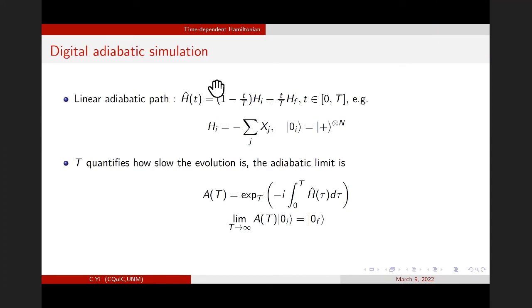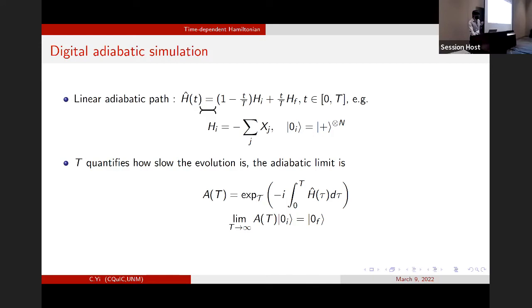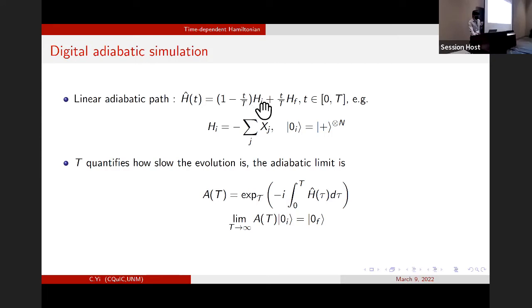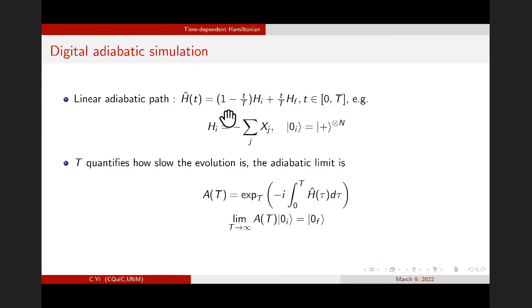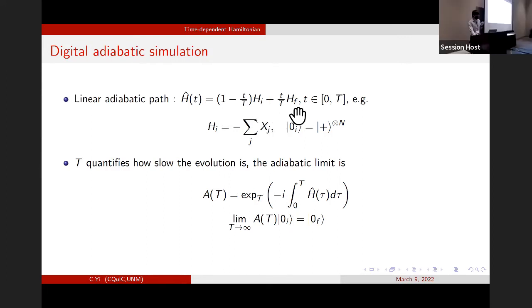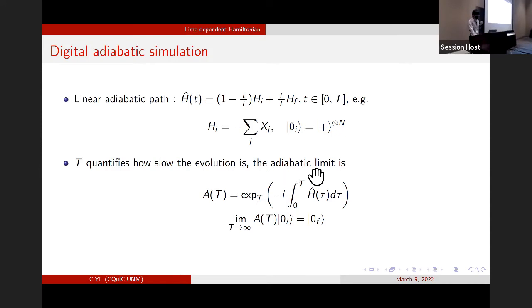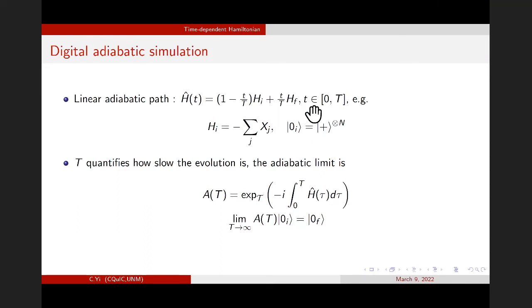So the idea of adiabatic evolution is we have a Hamiltonian that evolves with time very slowly, and the initial state is the ground state of the initial Hamiltonian. Because the evolution is very slow, approximately at every time, the evolved state is the ground state of the current Hamiltonian. So this is an example of a linear adiabatic path where the big T is the total simulation time. It also quantifies how slow the evolution is. In the adiabatic limit, when T goes to infinity, the corresponding evolution operator of this Hamiltonian can transform the ground state of the initial Hamiltonian to the ground state of the final Hamiltonian exactly.